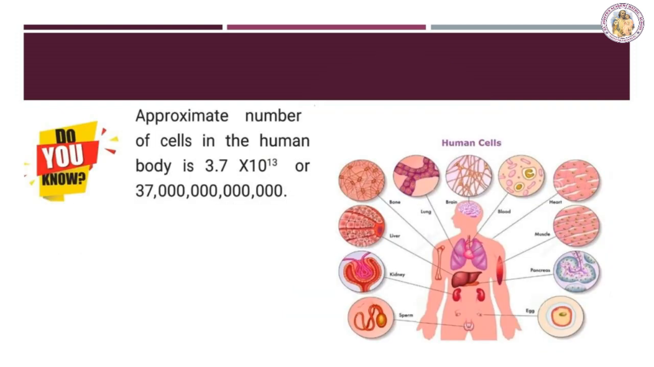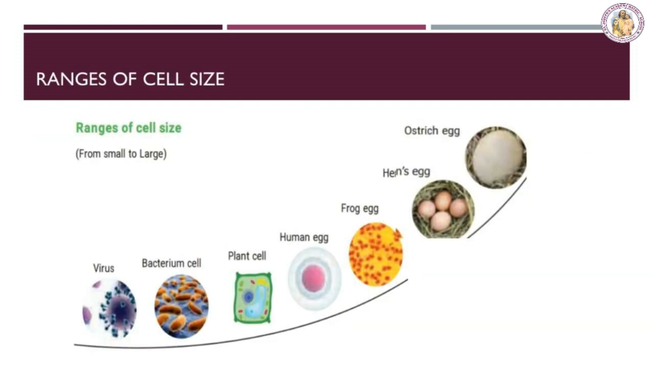Do you know the approximate number of cells in the human body is 3.7 into 10 to the power of 13, or 37 trillion? Ranges of cell size from small to large. Okay, first we can start with the virus. So virus is the smallest cell.